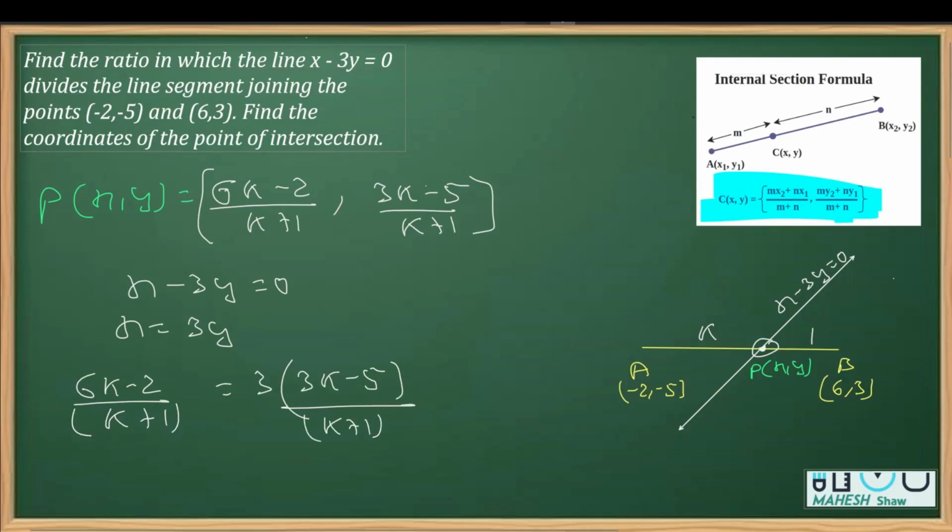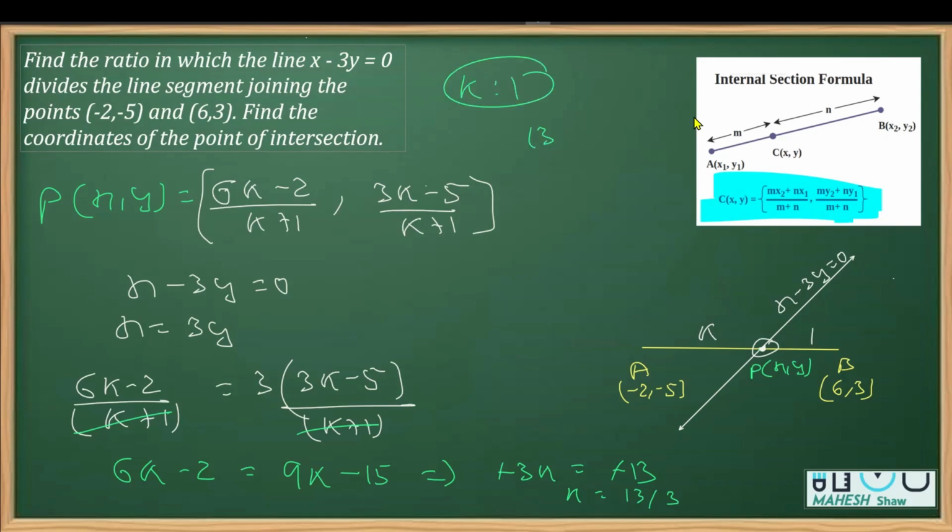So check here, we can cancel this k plus 1 and simplify it further. This is 6k minus 2 is equal to 9k minus 15. So 6 minus 9 is what? Minus 3k, and minus 15 plus 2, that is minus 13. Right, so we got k as 13 over 3. Therefore the required ratio, which was k is to 1, can be written as 13 is to 3. So we had to find the ratio in the first go, and we have got it.